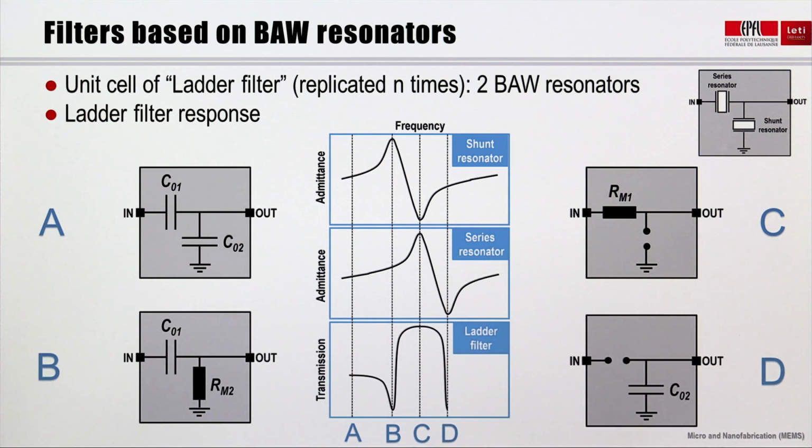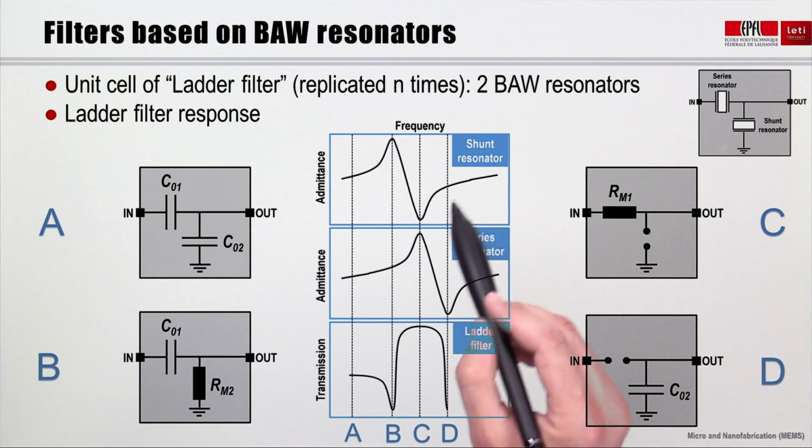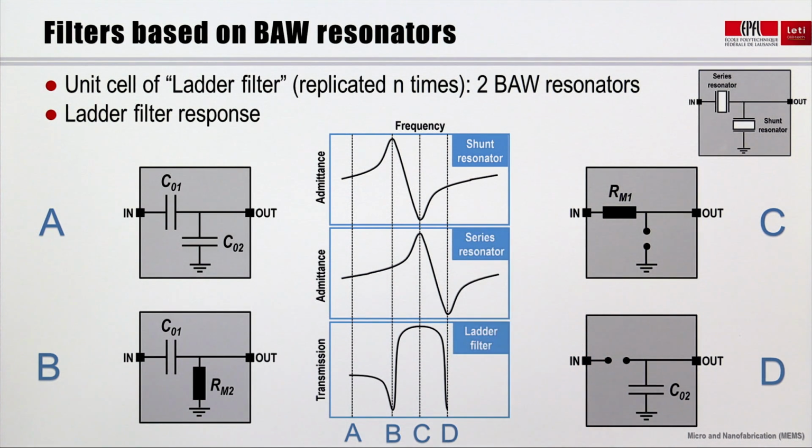In state D, the series resonator is at its anti-resonance, in other words, at its maximum impedance, and it behaves as an open circuit. The shunt one is far from resonance and behaves as a capacitor. As a consequence, the impedance between input and output nodes is maximum and the signal transmission is minimum. In state E, the situation is very similar to state A. Both resonators behave as capacitors. So this is basically a summary of how a ladder filter using BAW resonators works.